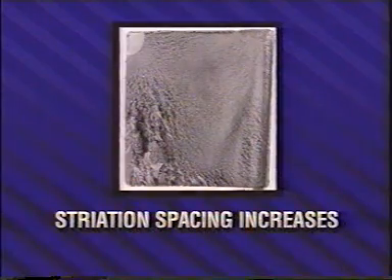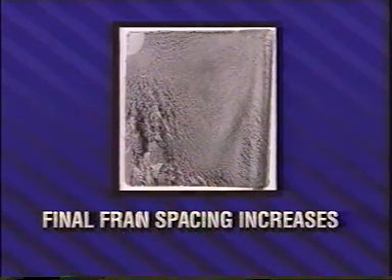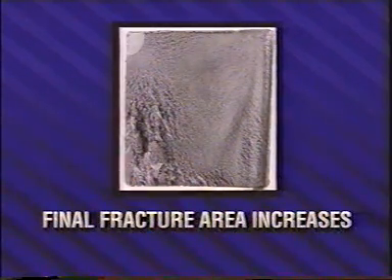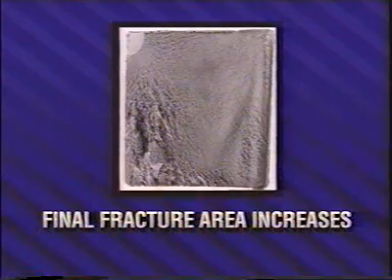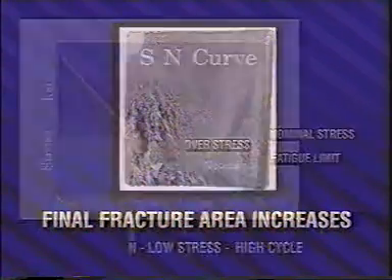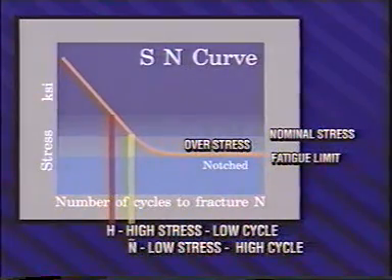The striation spacing is increased, and the region of final fast fracture is increased in size as the fatigue area is decreased. Very high overstress produces low cycle fatigue fractures. An arbitrary but commonly accepted dividing line between low stress high cycle and high stress low cycle fatigue is considered to be about 100,000 cycles.